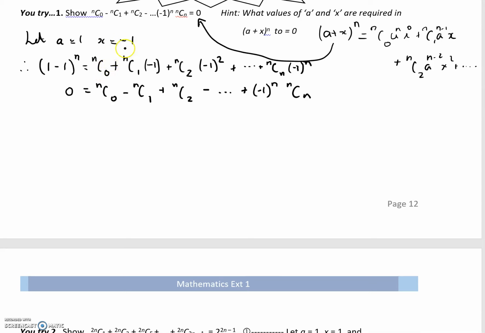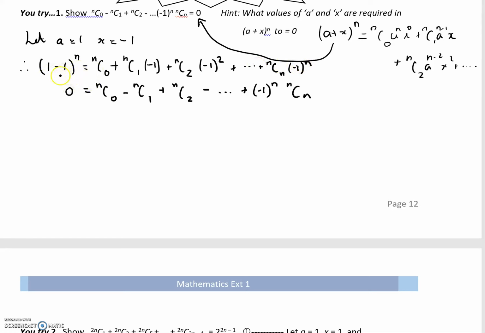However, it is important to include the minus 1 because that to a power will give us a different result depending on the power. So we have nC1 minus 1 to the 1 plus nC2 minus 1 squared, which is a plus 1, and so on up to nCn minus 1 to the n.